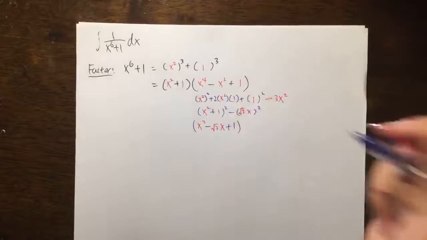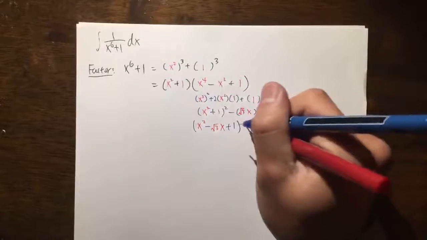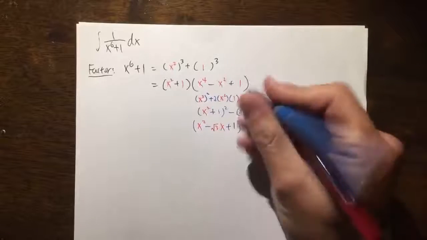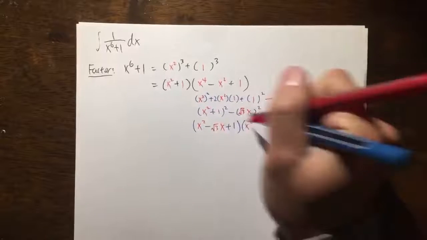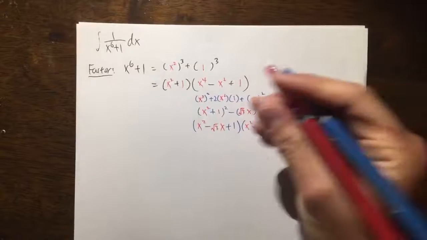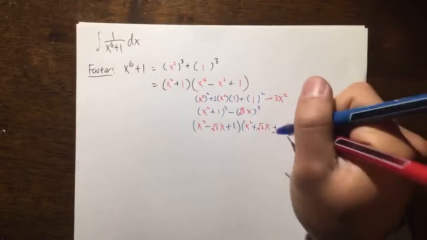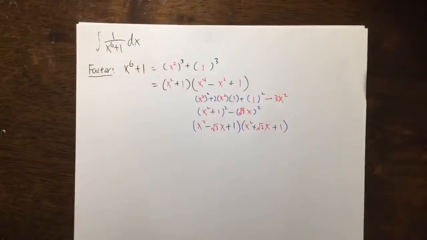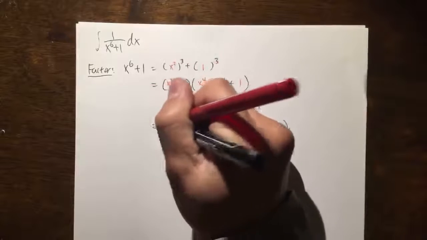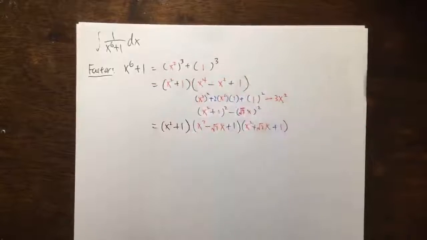Oops, wrong color actually, but it's okay. I cannot fix it. So anyway, then we'll do the other one. This right here is going to be x squared, and then we add this term, which is square root of 3x, and then we add the 1 to it. So now this right here is a factoring for that. This is equal to x squared plus 1 times all that.